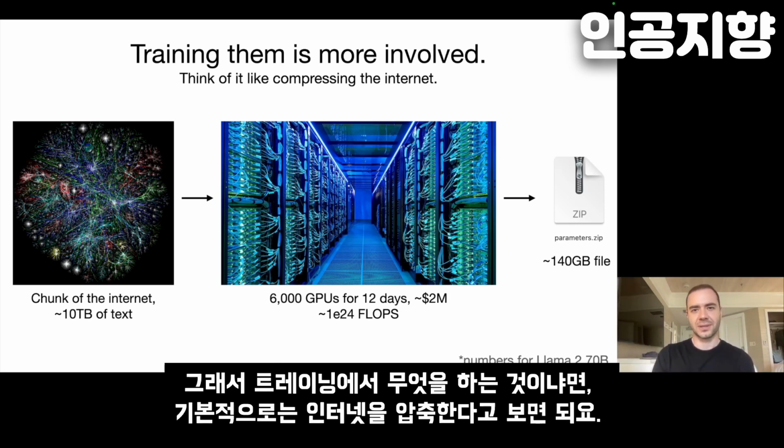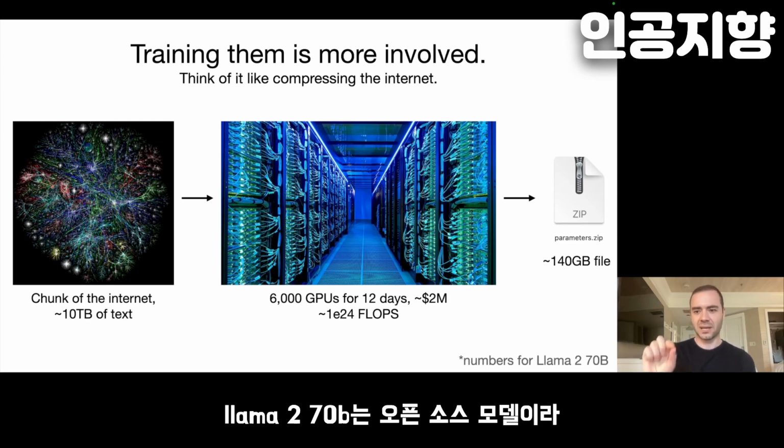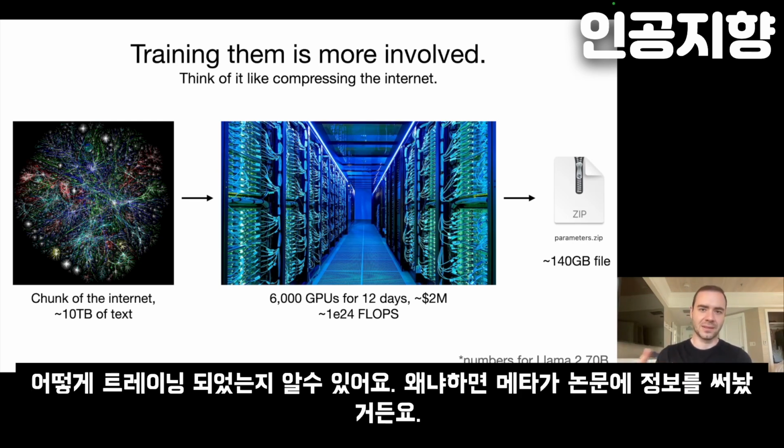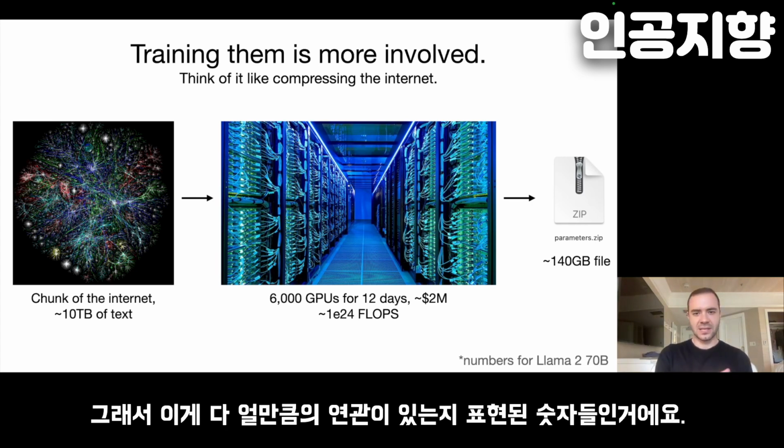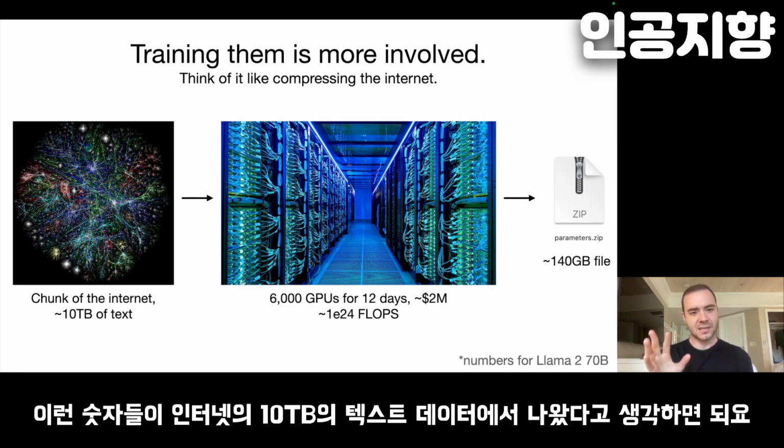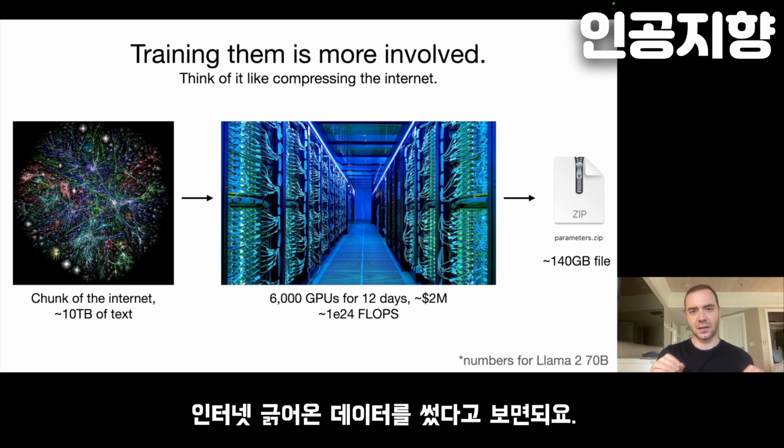So basically what we're doing can best be understood as a kind of compression of a good chunk of internet. Because Llama 2 70B is an open source model, we know quite a bit about how it was trained because Meta released that information in a paper. These are some of the numbers of what's involved. You basically take a chunk of the internet that is roughly, you should be thinking, 10 terabytes of text. This typically comes from a crawl of the internet. Just imagine collecting tons of text from all kinds of different websites and collecting it together.